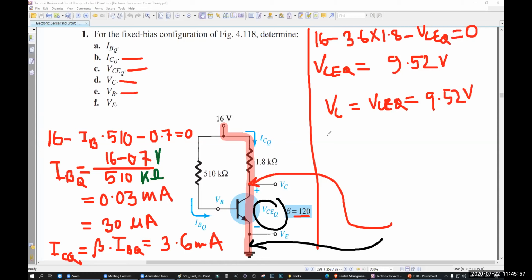Now VB. Again, same thing. You will be measuring VBE. So how much? 0.7.